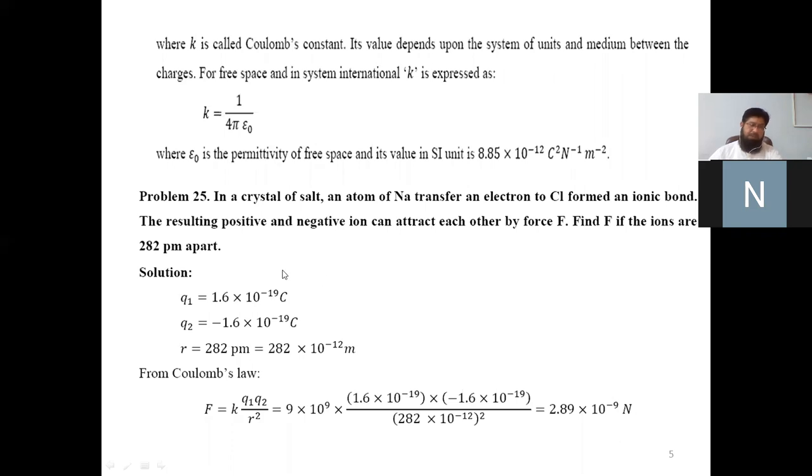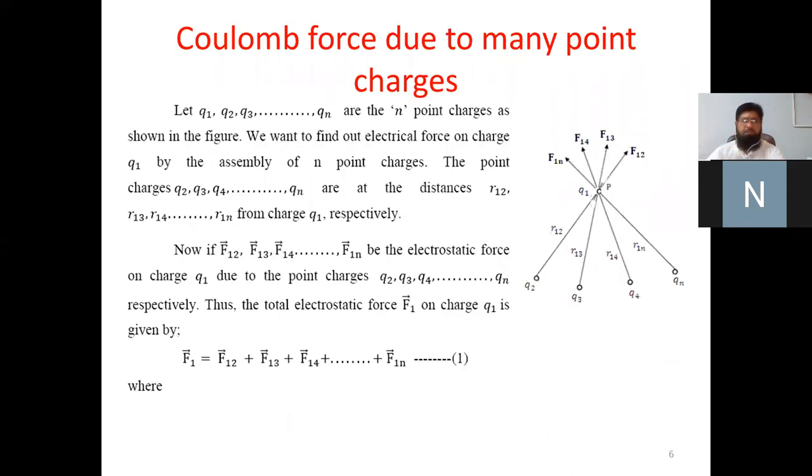This is the way to calculate the force between two charges in a material, because Na is one of the atoms and Cl is one of the atoms when they combine together to form the molecule NaCl.